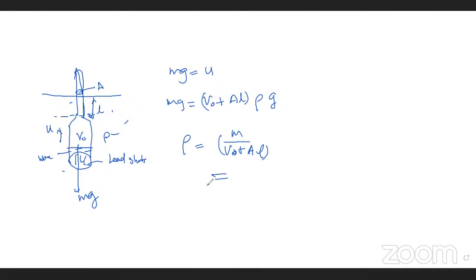After that, you can see there's an inverse relation between the density and L. According to this, we can say the hydrometer is more immersed in a low density liquid.